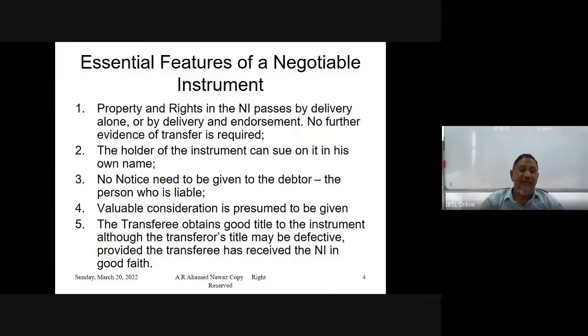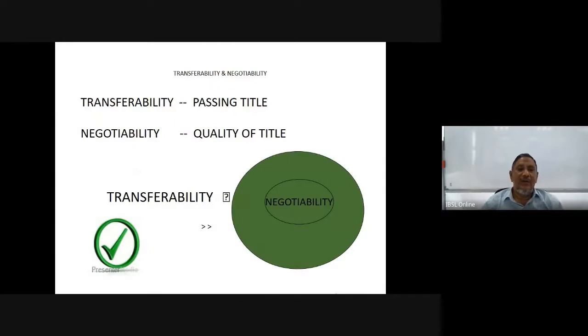So like a currency note, if a currency note is in your custody, in your hand, no one can claim that it is his currency note. There's no proof for it. Similarly, negotiable instruments are also the same. Okay. So there are two major concepts. One is transferability, the other one is negotiability. What is transferability? Transferability is passing the title. That means giving hand to hand. I give my title to the person who buys from me. Negotiability means the legal quality of the title.